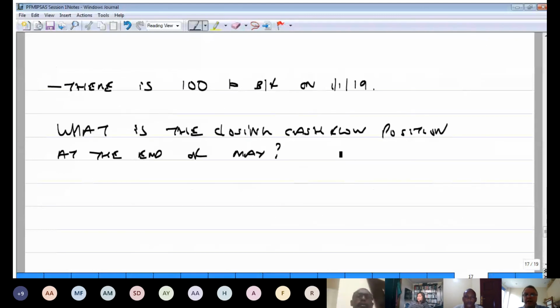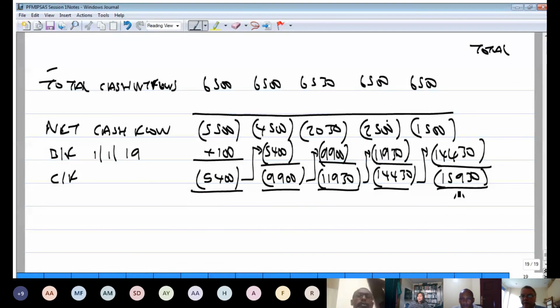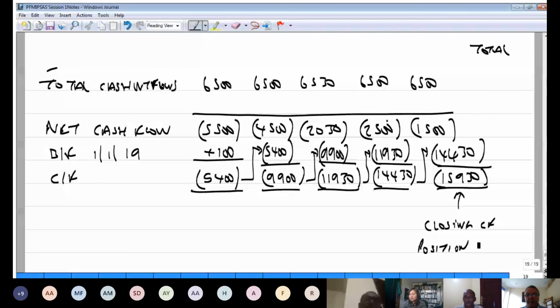And the question says, what is the closing cash flow position at the end of May? So the 15,930 is our closing cash flow position. So clearly we can see from a cash flow perspective in the bank, we're going to be overdrawn. So we need to start making plans to get some money back in quickly. Otherwise, we can't meet our objectives. Like in the ministry, you can't pay your defence, you can't pay salaries, can't pay for cleaning and rubbish and police and everything.